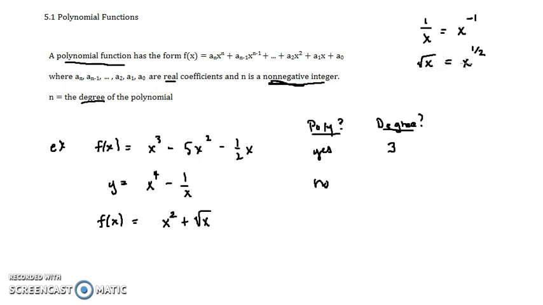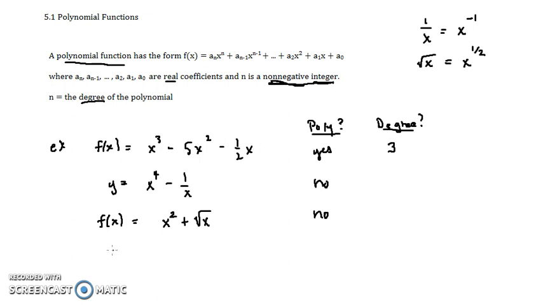Anytime that you see a root, that is a fraction in the exponent. Can we have fractions in the exponent? Nope, we've got to have integers. So this one is a no. So if you see an x in the denominator or an x in the square root, the answer is no. You can have numbers in the denominator, you can have numbers in the square root, but you cannot have x's.